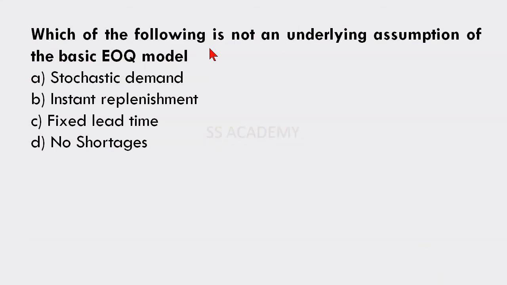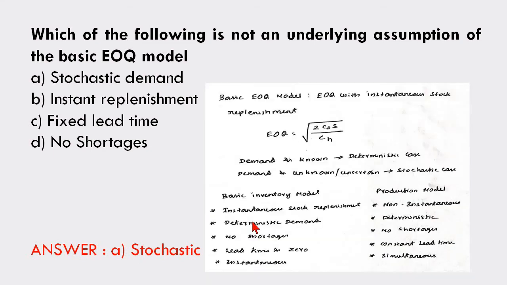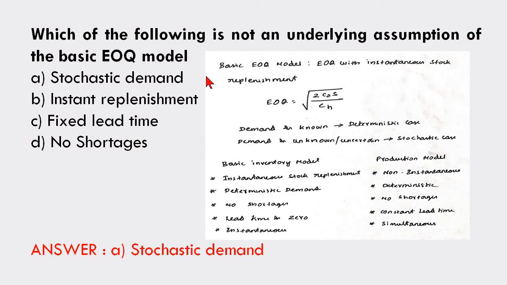Next question is, which of the following is not an underlying assumption of the basic EOQ model? Stochastic demand, instant replenishment, fixed lead time, no shortage. The answer is option A, stochastic demand. Which of the following is not an underlying assumption of the basic EOQ model? That is stochastic demand. I have given the four models. This question depends on the first model, that is model 1, the basic EOQ model. So the basic EOQ model is with instantaneous stock replenishment.